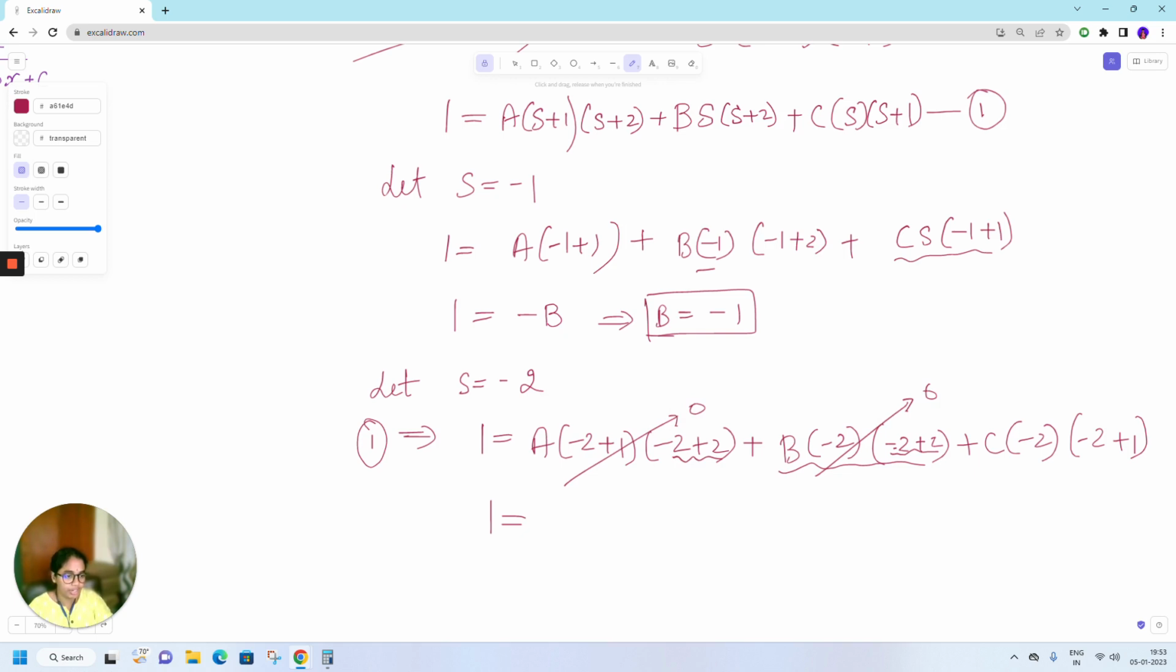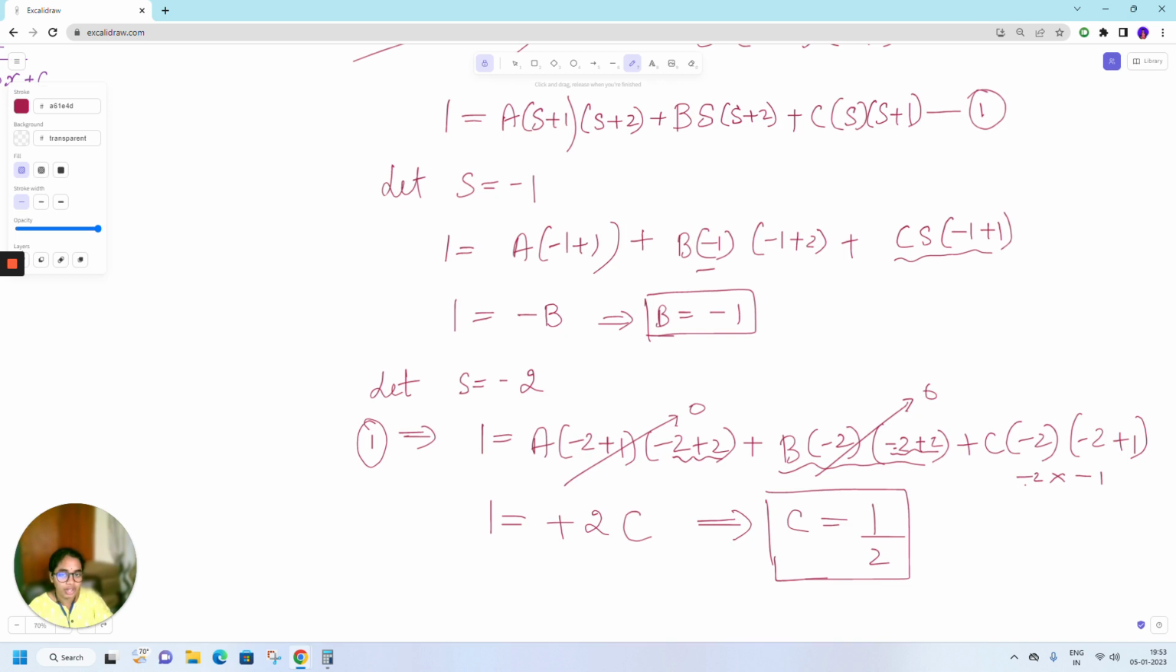My goal was to find c. So here I have minus 2. Here I would get minus 2 plus 1 is minus 1. So what is minus 2 into minus 1? It is plus 2, and c would remain as it is. So value of c is 1 divided by 2.